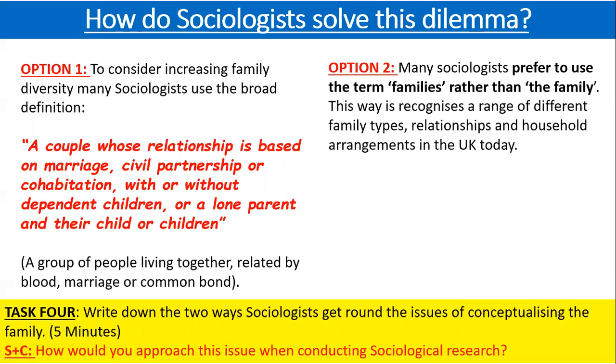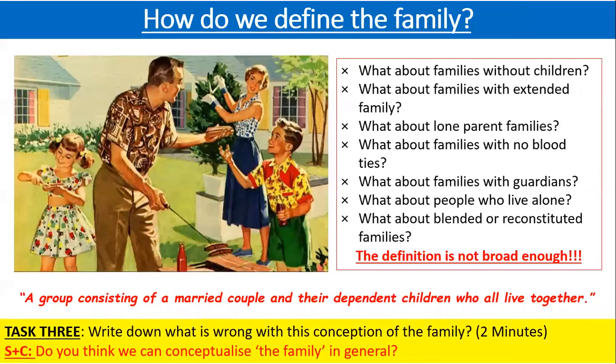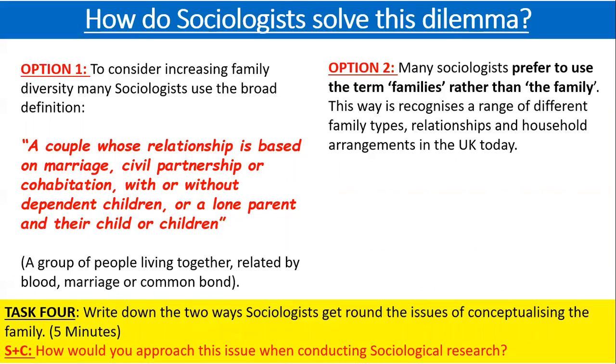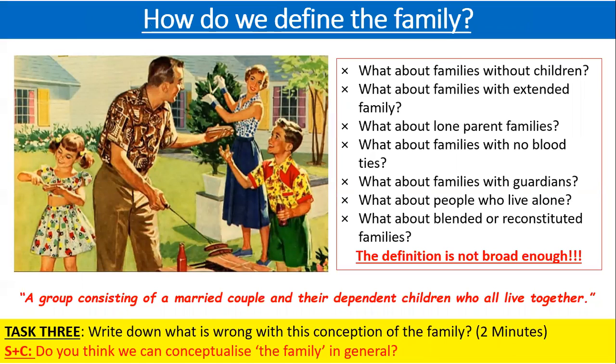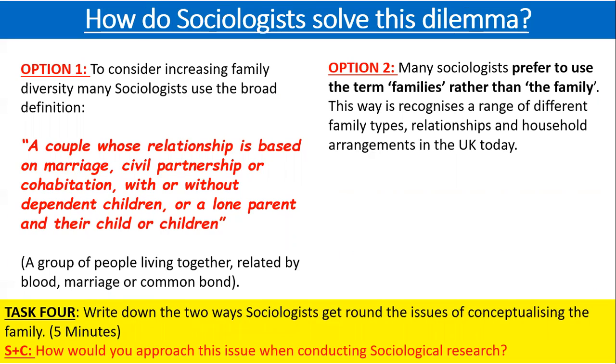Alternatively, some sociologists just prefer to use the term families rather than the family. This way it recognizes a range of different family types, relationships, household arrangements in the UK. So what I'd like you to do is just go back to task 3 there, write down a few of the issues with that narrow view, and then just acknowledge these 2 much broader definitions of how sociologists define the family.